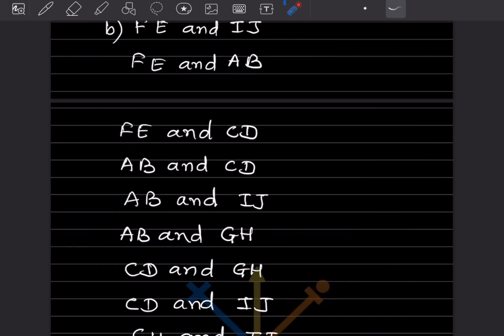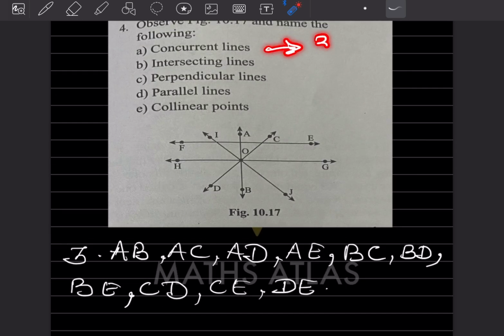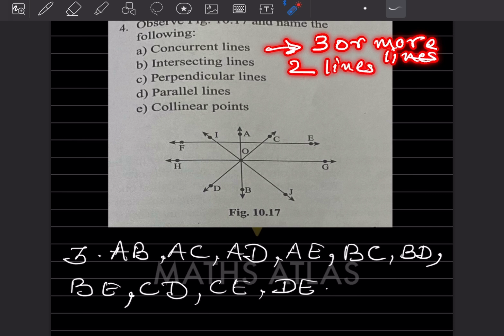So intersecting means two lines which meet at a point. Here two lines are meeting, and concurrent means three or more lines. Three or more lines, so this you have to remember. Here it is going to be two lines for intersecting.